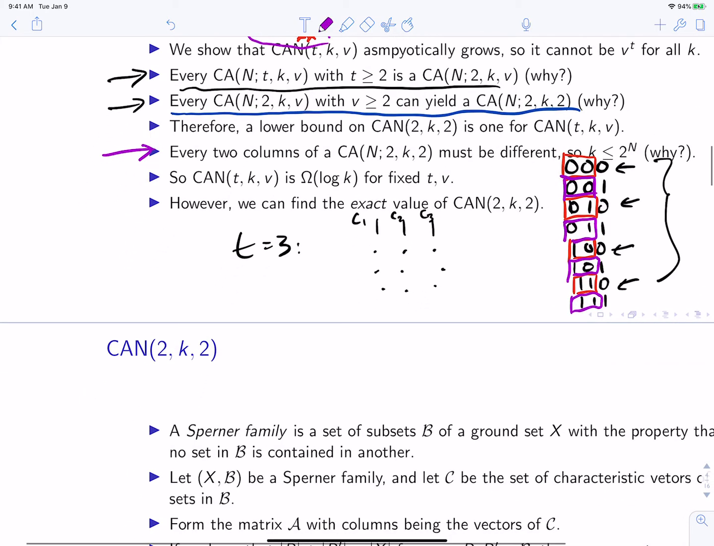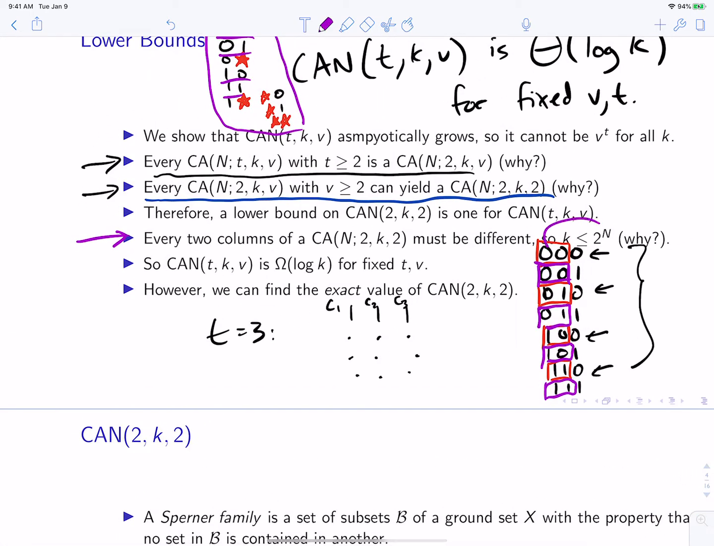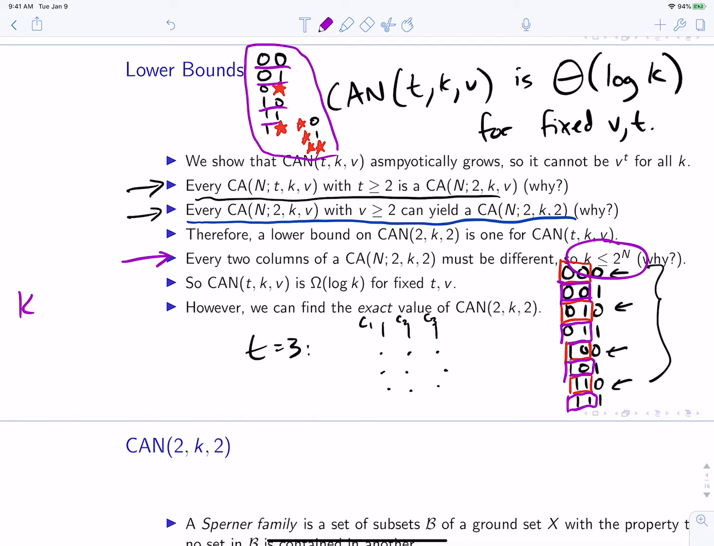So, let's look at this bound over here. And I'll rewrite it over here because it's kind of hidden. K, the number of columns, must be less than 2 to the n. And I put a y there. Why is that true? What is that really saying? The number of columns must be at most 2 to the power the number of rows that you have. Well, if I have n rows, what is the total number of possible columns? If I have a set of size n, what is the power set size? 2 to the n.